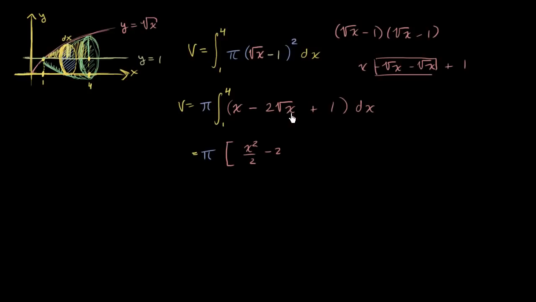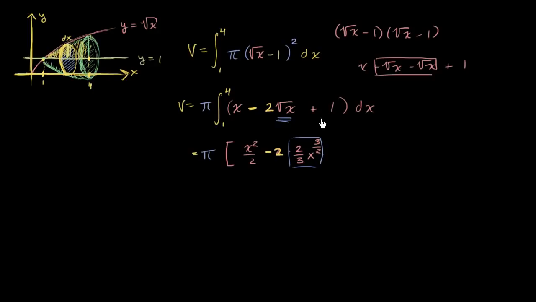Well, square root of x is just x to the 1/2 power. So we increment the power by 1. So it's going to be x to the 3/2 power times 2/3. Or we could say it's going to be 2/3 x to the 3/2. Let me make it clear. This -2 right here is this -2. And this expression right over here is the antiderivative of square root of x. And you can verify this. If you take the derivative of this, 3/2 times 2/3 is 1. Decrement the 3/2, you get x to the 1/2.